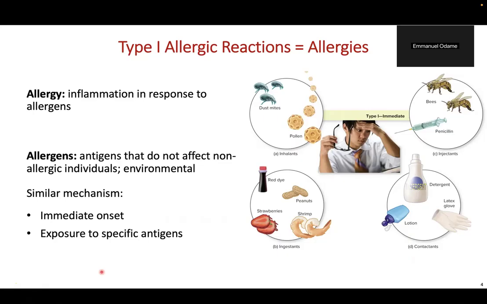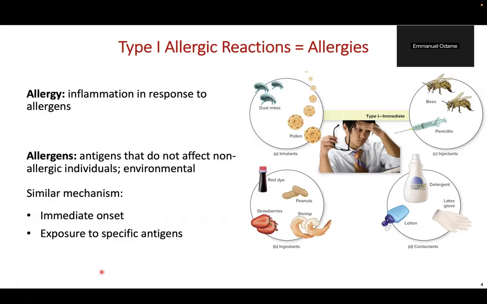So you can see that they all have allergens. It's known to have a similar mechanism to the ones we've already discussed in class, relating to pathogens having their epitopes exposed to your immune system. Your body gets exposed to specific antigens, as we've already learned in class.